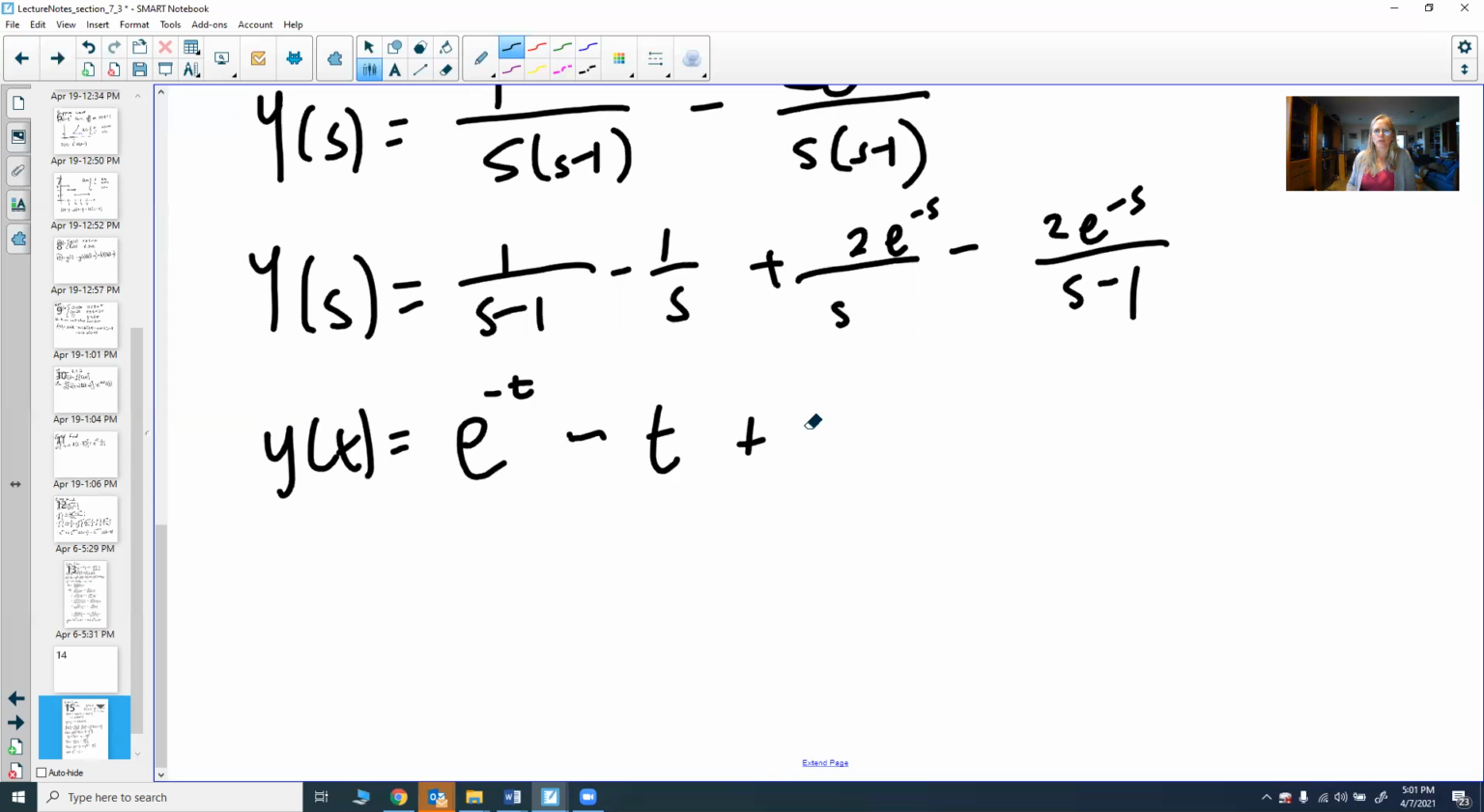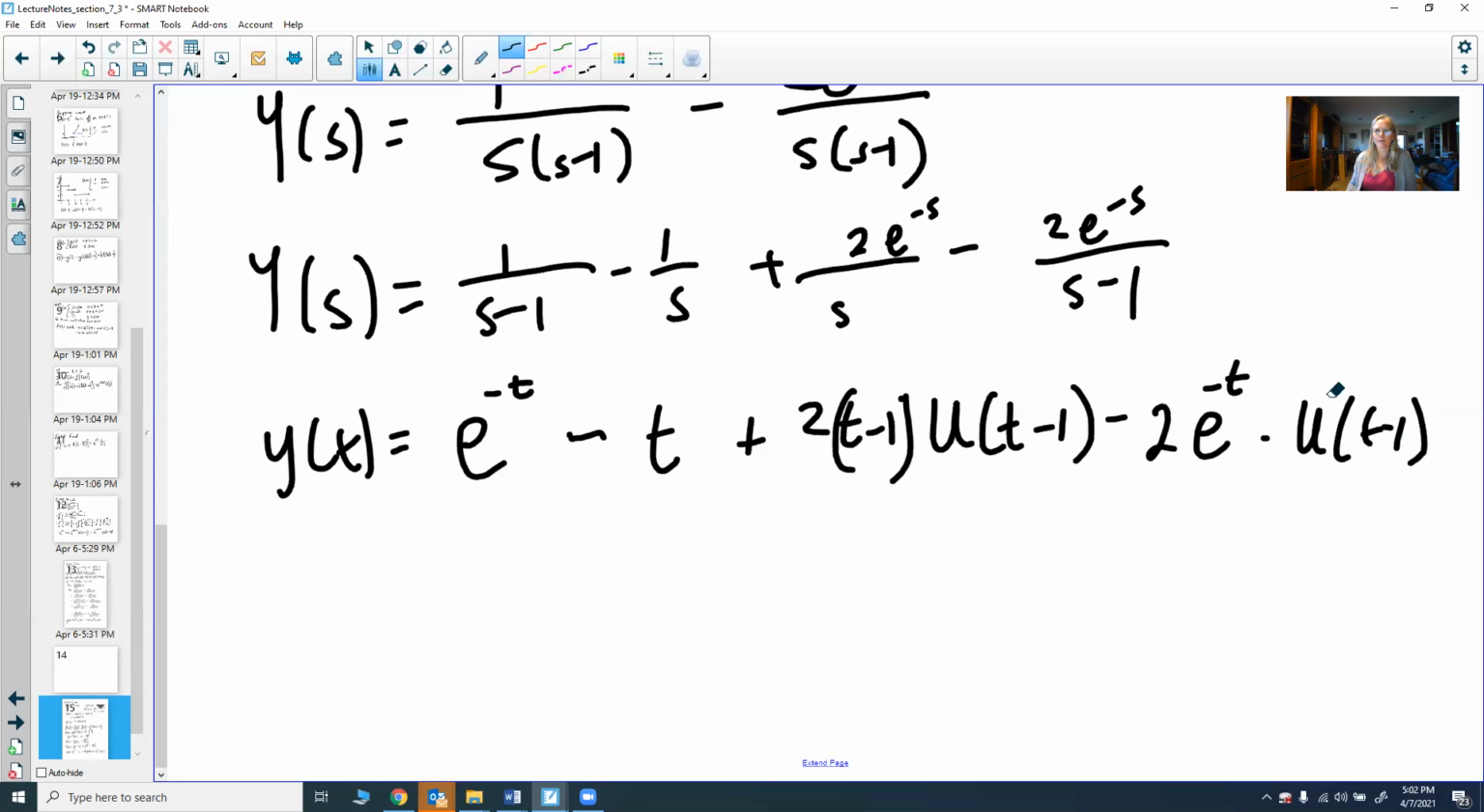Plus 2, 1 over s again is t, but then this e to the minus s is your u of t minus 1. And again, because this is a u of t minus 1, this has to also be a t minus 1. And then we're going to have this minus 2 here, and this is going to be e to the minus t, and then u of t minus 1. But again, if this is u of t minus 1, this also must be a t minus 1 in the parentheses. All right, and there you have it.